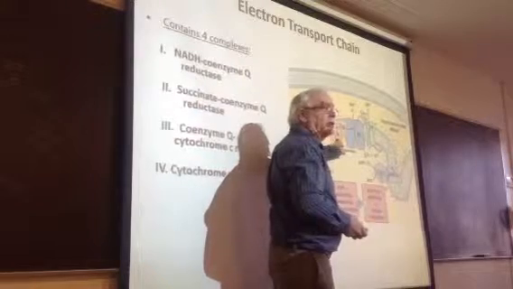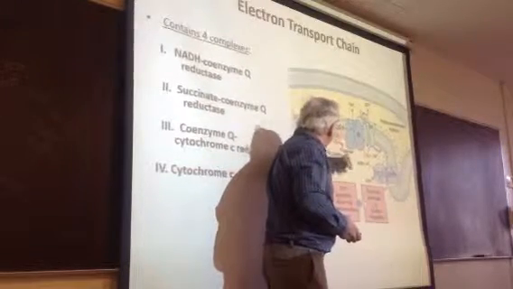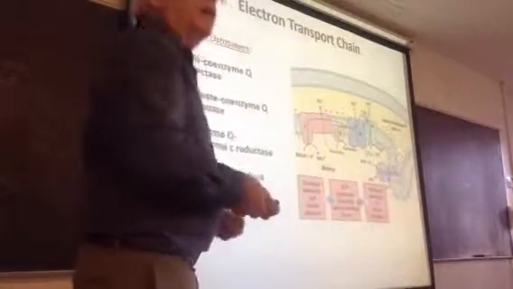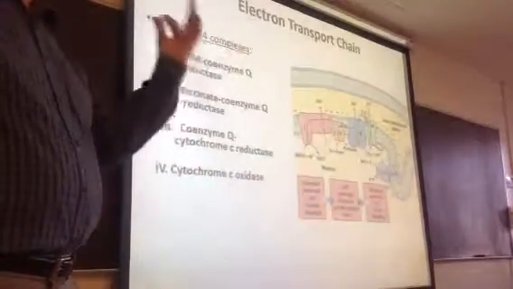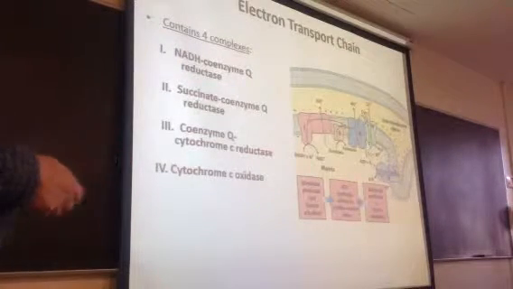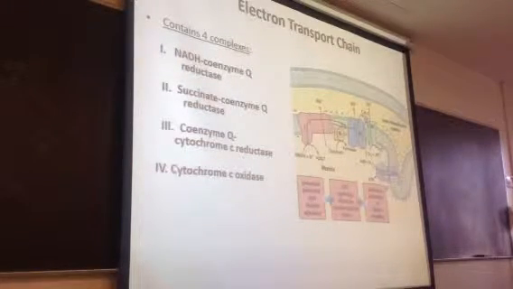We're calling it now complex 2. This is succinate dehydrogenase, donating its electrons directly to Q. So it acts both? It's the same thing. We're just calling it different names. Okay. Complex 2 is succinate dehydrogenase.